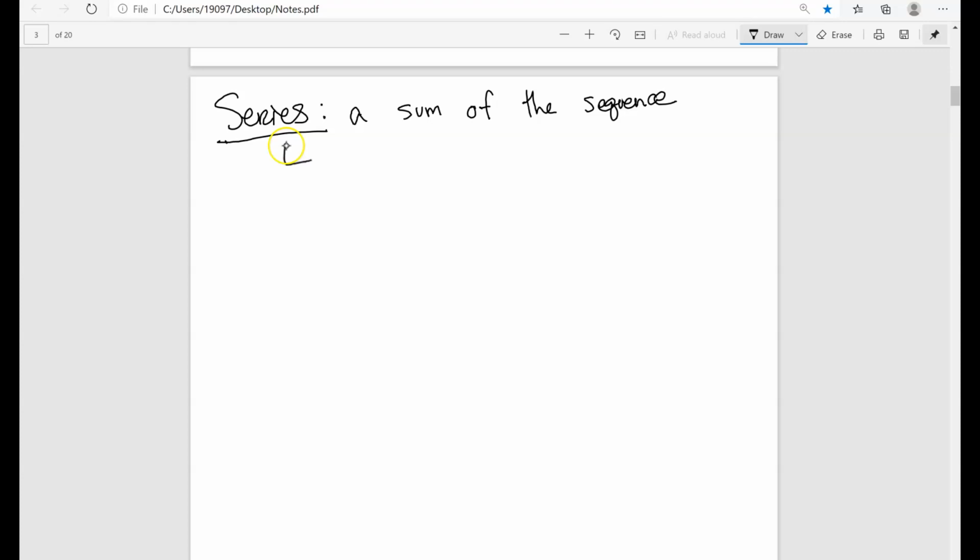Another way to write a series is what we call a summation. The summation looks like a funky looking E. On the bottom, you have what we call the starting index, which is k equals some number, up to 5, and then you have some sort of expression like k squared.